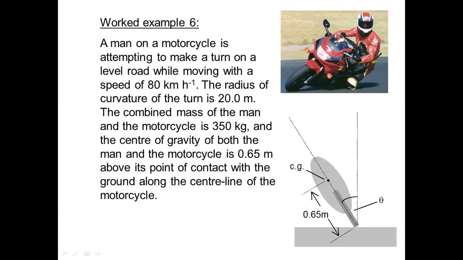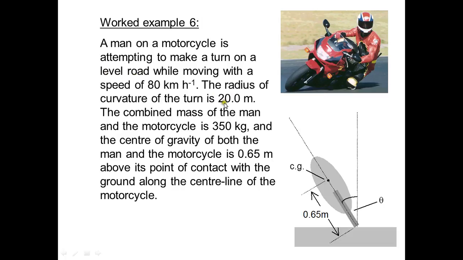Okay, in this example, you're given a man on a motorcycle attempting to make a turn on a level road while moving with a speed of 80 km per hour. So we know that the man is going to make a turn, so he will describe part of a circular motion. On a level road, this will suggest that it will be a horizontal circular motion.